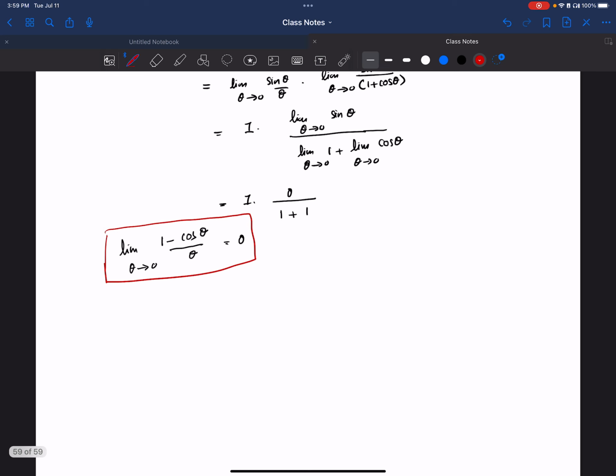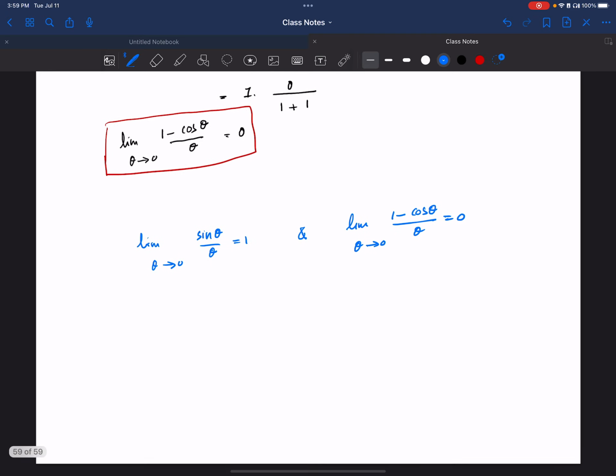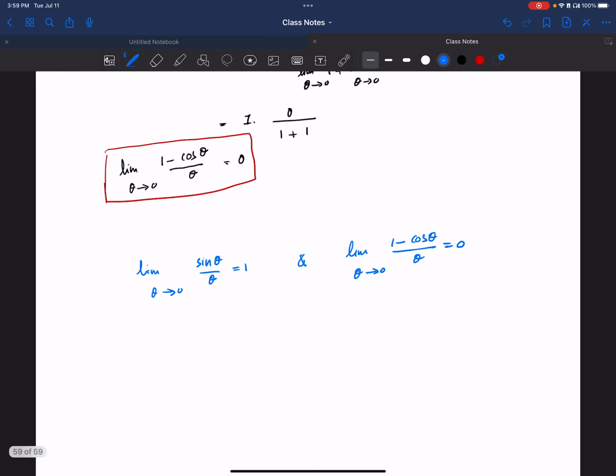So what we are going to do is use these two theorems, these two identities: limit as theta goes to 0 of sine theta over theta equals 1, and limit as theta goes to 0 of (1 minus cosine theta) over theta equals 0, for our examples. These are the two things that we're going to use in the examples. Let's do an example.